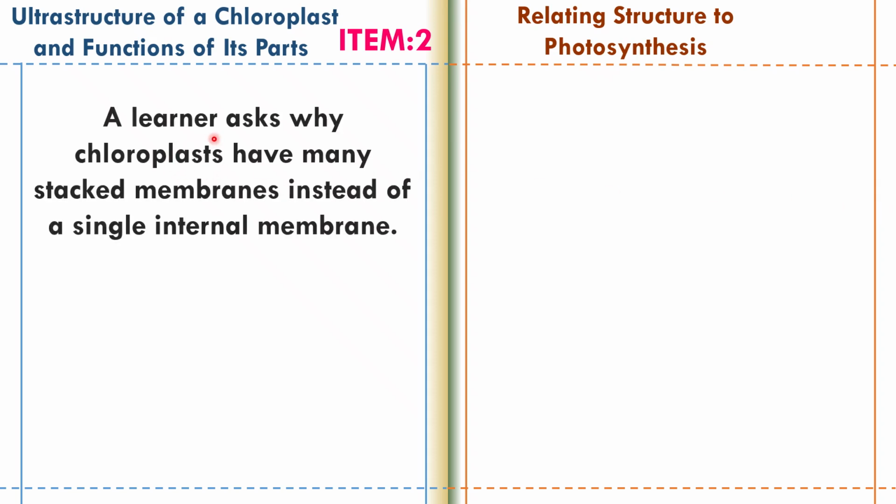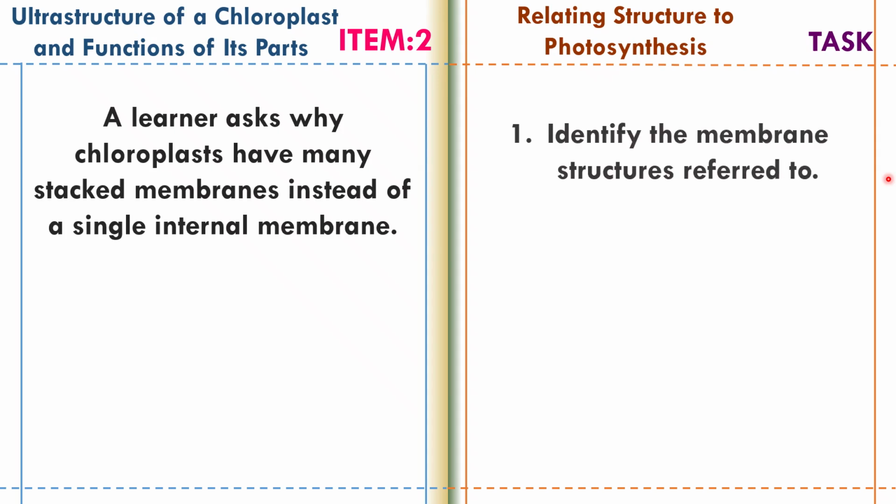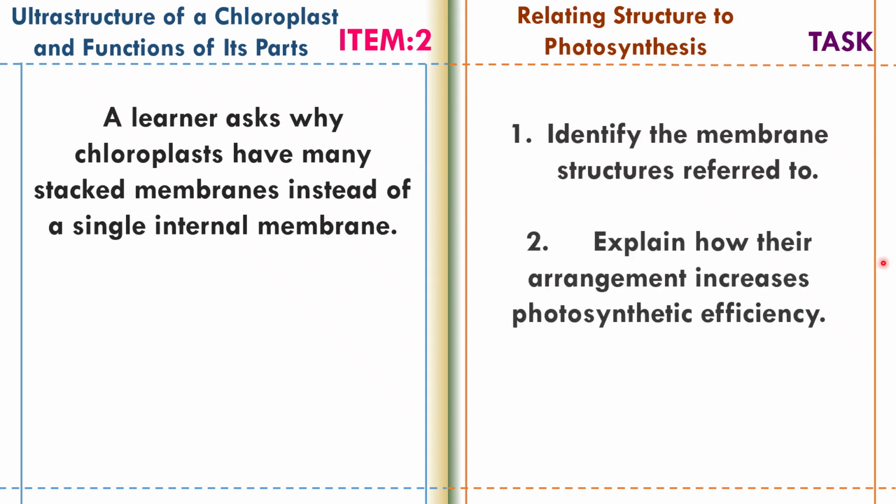Let's now look at the ultrastructure of chloroplast and functions of its parts, item 2. We are going to be relating structure to photosynthesis. A learner asks why chloroplasts have many stacked membranes instead of a single internal membrane. Task: identify the membrane structure referred to. Explain how their arrangement increases photosynthetic efficiency.